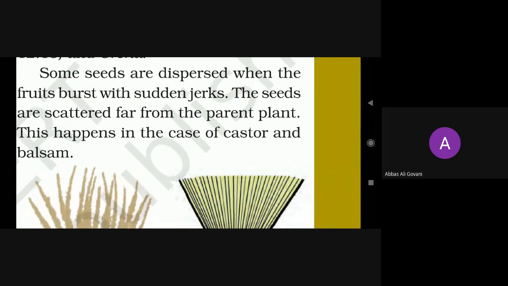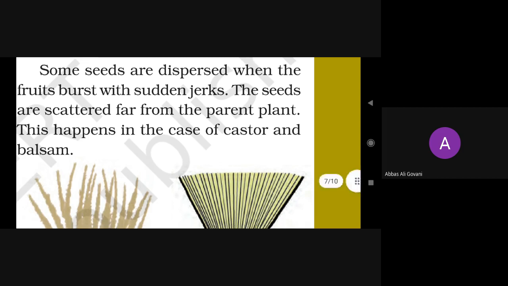Some seeds are dispersed when the fruit bursts with sudden jerks. The seeds are scattered far from the parent plant. This happens in the cases of castor and balsam.